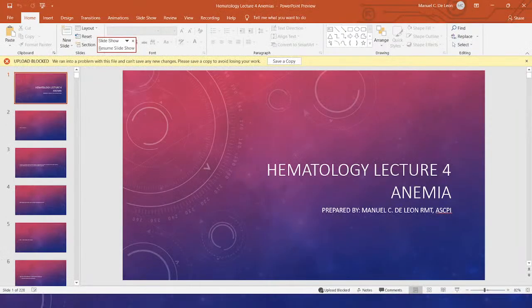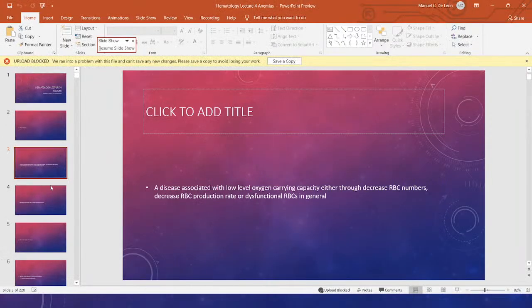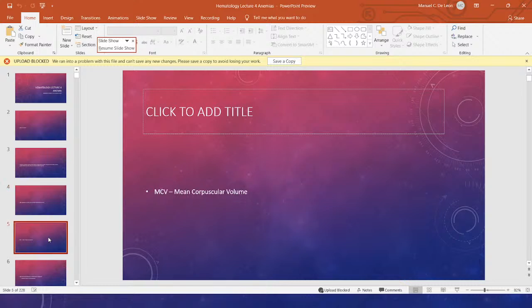The RBC index that we're gonna be talking about is, bakit hindi gumagalaw yung slide ko? Wait, guys, hindi gumagalaw yung slide ko. Nasaan na ba siya? Ayan, gumagalaw na. Alright. So the correct answer is mean corpuscular volume.